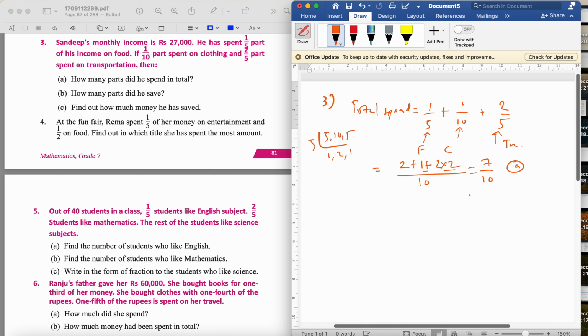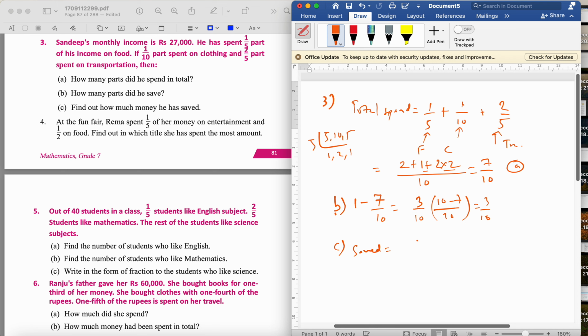And then the B number answer. Now the B number answer is how many parts he saved. Total is 1 and the spent is 7 by 10, so 1 minus 7 by 10 is equal to 3 by 10. Okay, in this way.